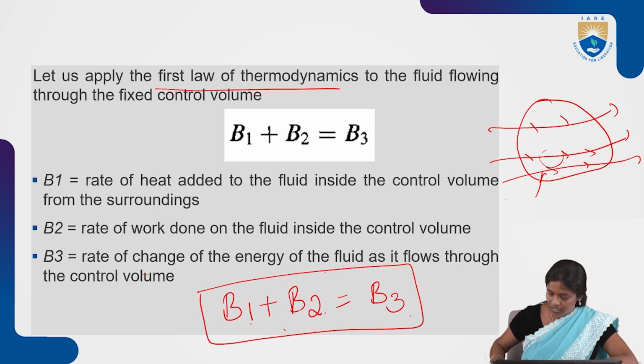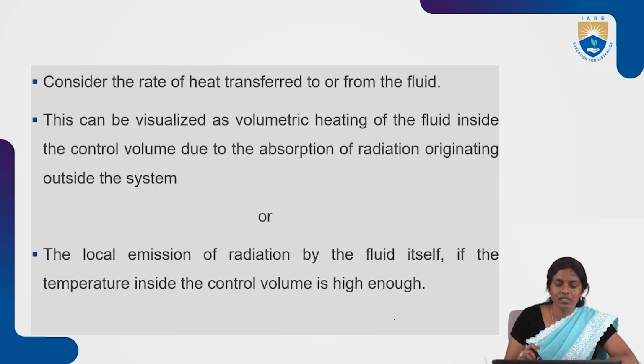Now let us discuss the rate of heat transferred to or from the fluid. We can visualize it as volumetric heating of the fluid inside the control volume due to absorption of radiation originating outside the system, or the local emission of radiation by the fluid itself if the temperature inside the control volume is high enough. So there are two ways we can visualize it: absorption of radiation, or local emission of radiation by the fluid itself.